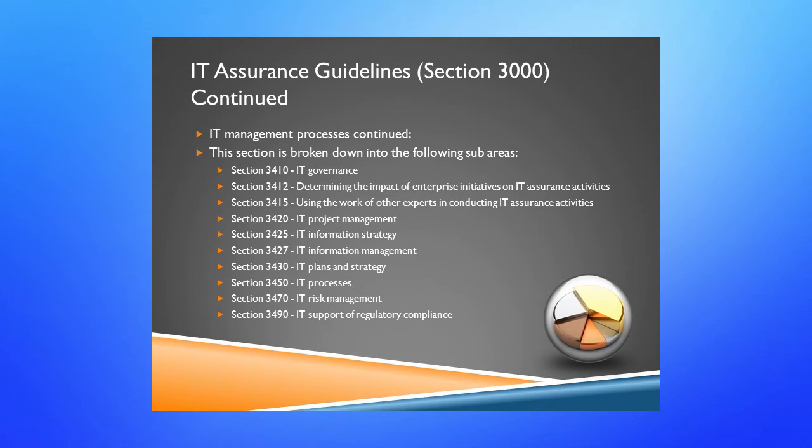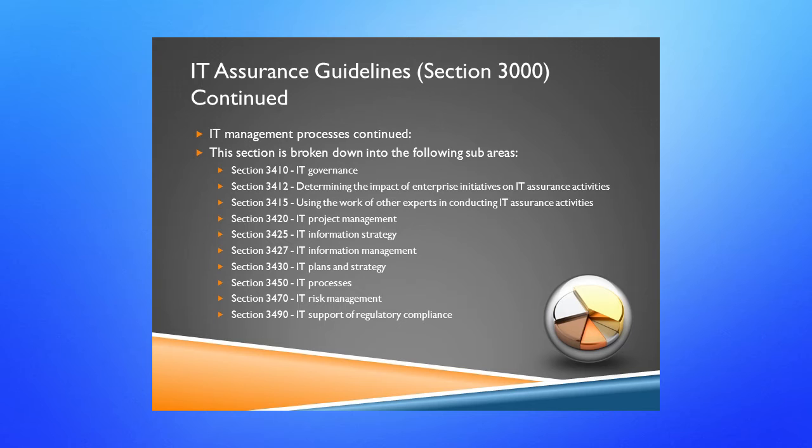We would start off with Section 3410, which would be the IT governance, which of course would be the management of the IT organization. From there, a section, a guideline that talks about the determination of the impact of enterprise initiatives on the IT assurance activities. Another guideline for using the work of other experts in conducting IT assurance activities. And a lot of these should sound very familiar with the CISA guidelines that I was talking about before. Because again, we're looking at third party when we're talking about the use of work of other experts. That's that third party, outside party.